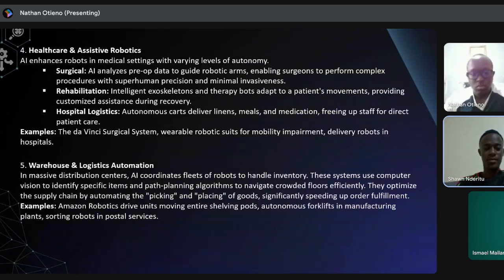For example, we have Amazon Robotics drive units moving entire shelving pods, autonomous forklifts in manufacturing plants, and sorting robots in postal services.